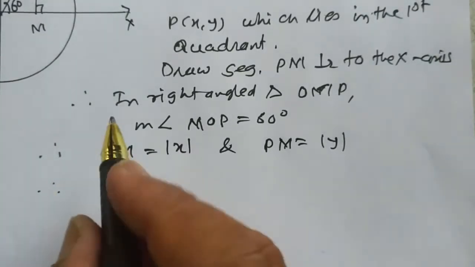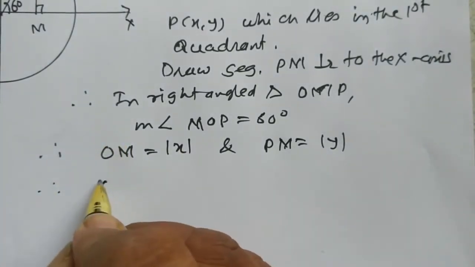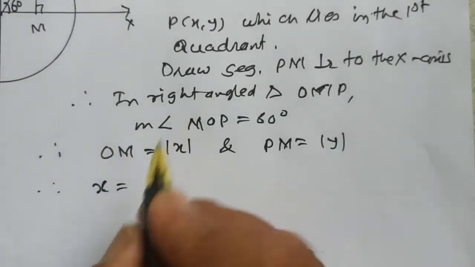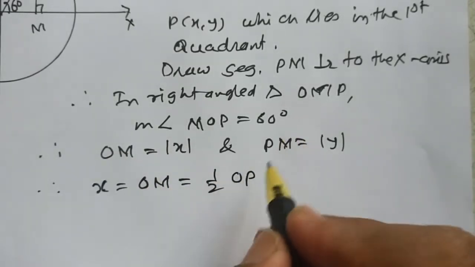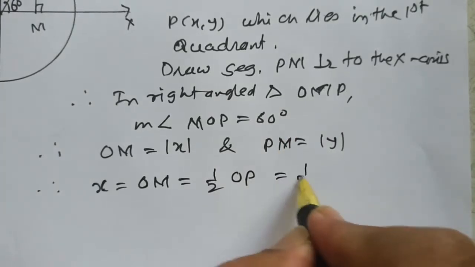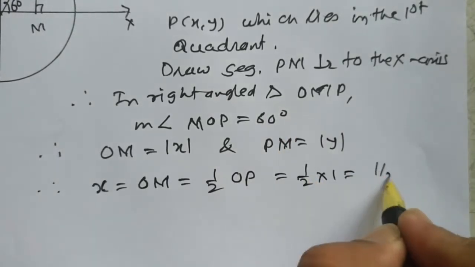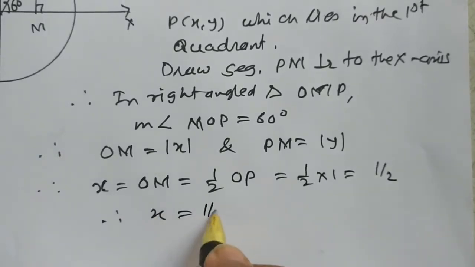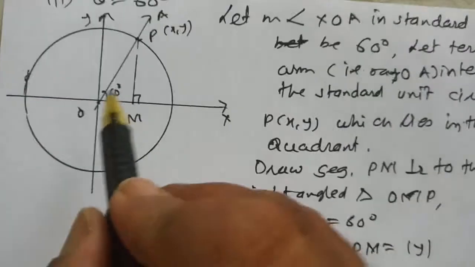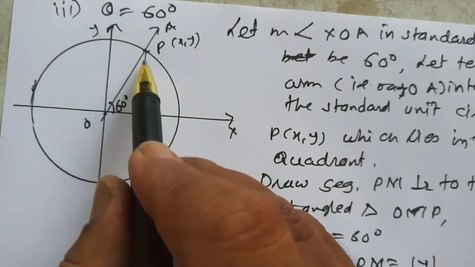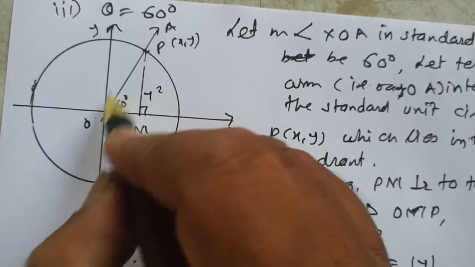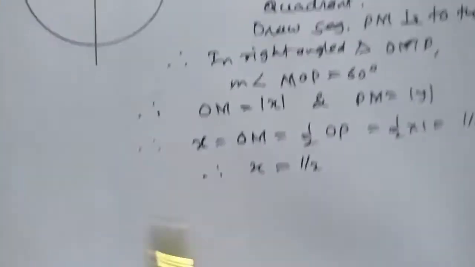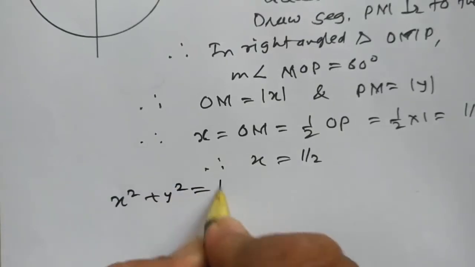Therefore, x is equal to OM is equal to 1 half of OP. OP is the radius of the unit circle, which is 1. So 1 half into 1 is equal to 1 by 2. Therefore, x is equal to 1 half. Now, OMP is a right angle triangle, by Pythagoras theorem, x square plus y square is equal to OP square, which is 1. x square plus y square is equal to 1.